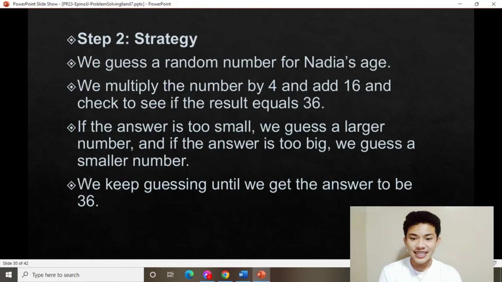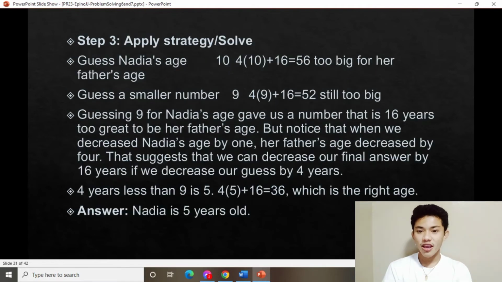Step 2, strategy. We guess a random number for Nadia's age. We multiply the number by 4 and add 16 to check if the result is equal to 36. If the answer is too small, we guess a larger number. If the answer is too big, we guess a smaller number. We keep guessing until the answer is 36. Step 3, apply strategy. Guess Nadia's age is 10. 4 times 10 plus 16 is equal to 56. Too big for her father's age. So guess a smaller number.